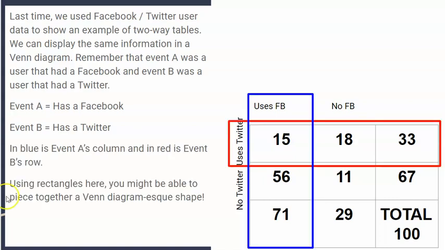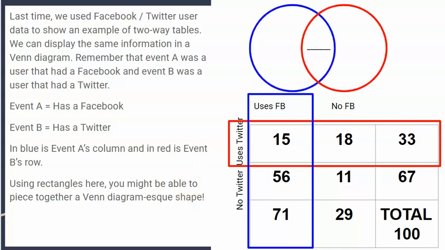So, I've highlighted the blue column here, event A, and the red row, I guess not a column, is event B. So these are the two events we care about, our A and our B, and you can maybe kind of see a Venn diagram-esque shape based on just the two rectangles that I've used to highlight the corresponding rows and columns. And if you can't see it, that's all right. I'm about to put it out here for you visually. So, there's our two circles. I've omitted the box for now. We're not going to worry about that at the moment.